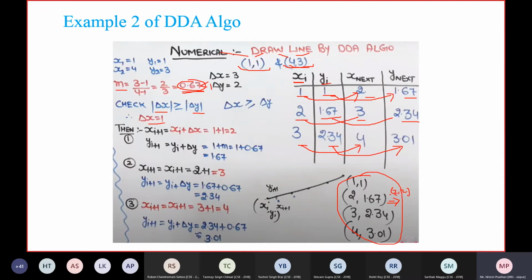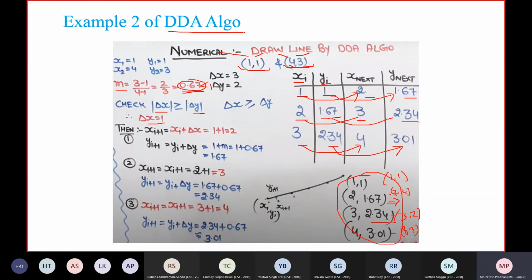So how will you decide whether it is 2 or 1? It is basically simple: if your value is less than 0.5, you have to take the floor value of it. If it is greater than 0.5, you have to take the ceiling value of it. Okay, so like यहाँ पे 2.34 है, so you have to write this point as 3, 2 because it is less than 0.5. Same as यहाँ पे 3.01 है, so you have to take as 4, 3. So these are your actual coordinates through which your line will show. Okay, so this is the second example of this DDA algorithm.